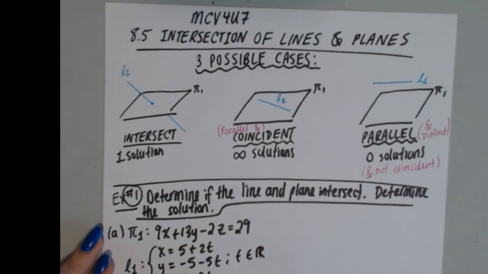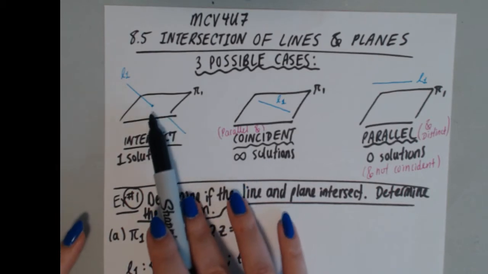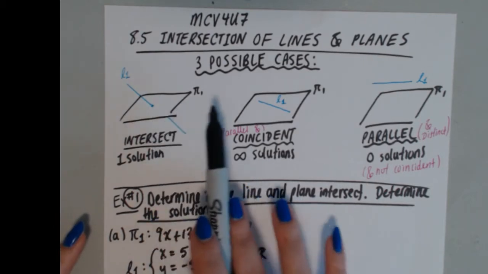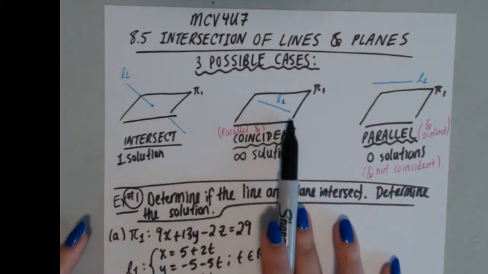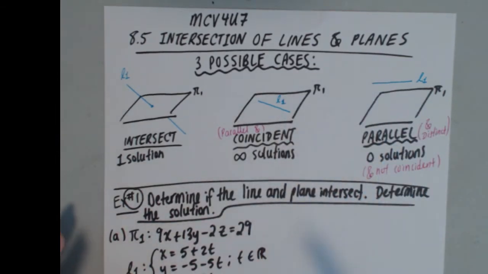So they're either going to intersect like this. Now, here's the thing. If they intersect, they're going to intersect at a point. If they intersect in this case, then you have infinitely many solutions. And if it's like this, well, they're not intersecting at all.